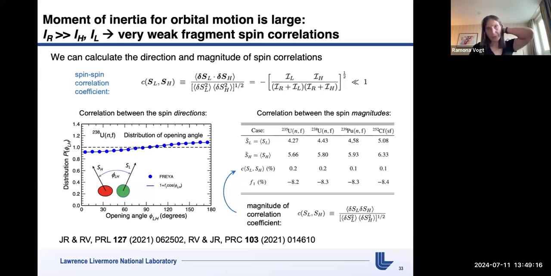And the moment of inertia for the orbital angular momentum is very, very big, so it means that this will give you a very weak fragment spin correlation. And you can see that the average spins are between 4 and 5 for the light fragment and a little bit more for the heavy fragment, but the correlation coefficient between the two is very small.